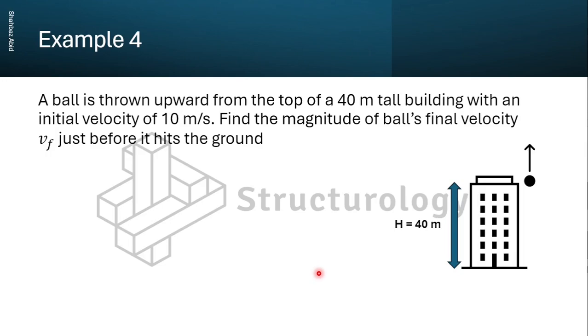Let's see example 4. A ball is thrown upward from the top of a 40-meter tall building with an initial velocity of 10 meters per second. Find the magnitude of the ball's final velocity Vf just before it hits the ground. So the height of it is 40 meters and initially it was thrown upward.